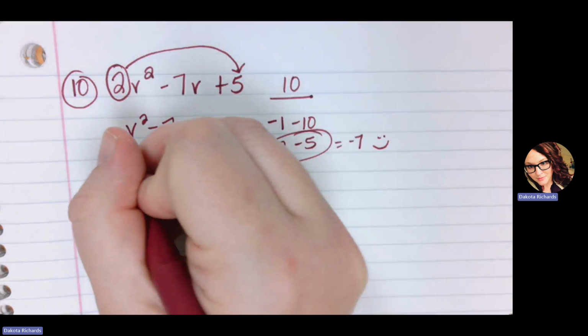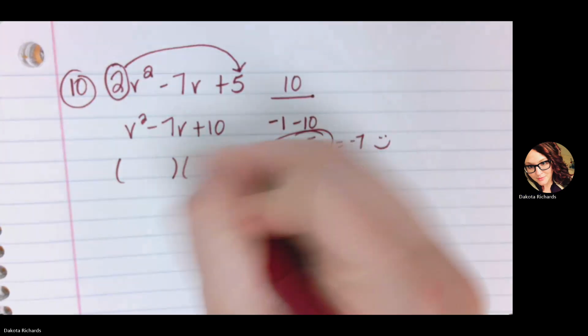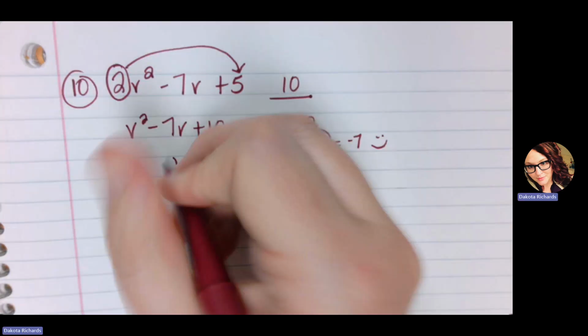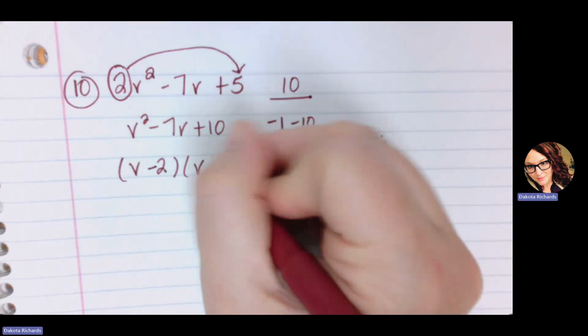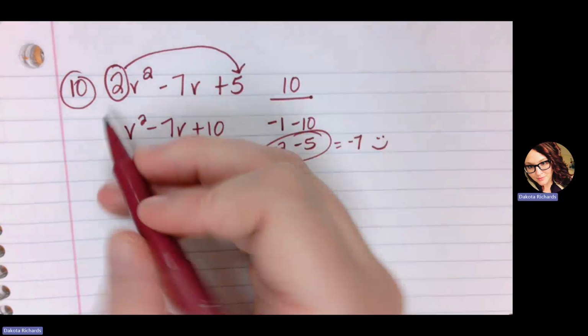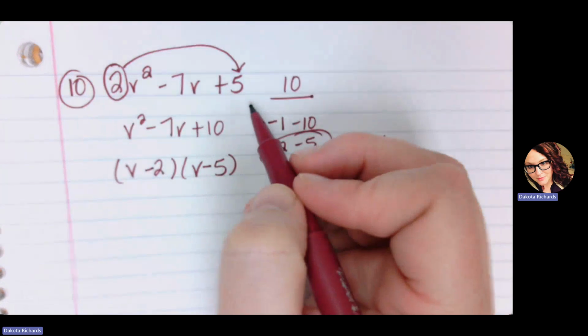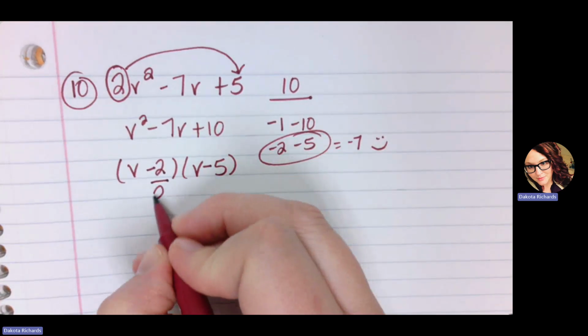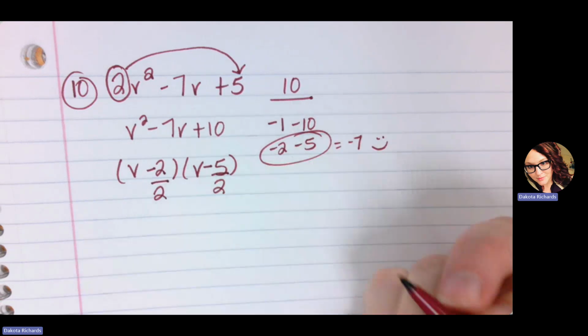So we're going to have 2 parentheses. We got v squared for multiplying v times v. And then our 2 numbers were -2 and -5. Now that we slide and then we factored, we still have to divide. The method is called slide and divide. So don't forget the divide part.